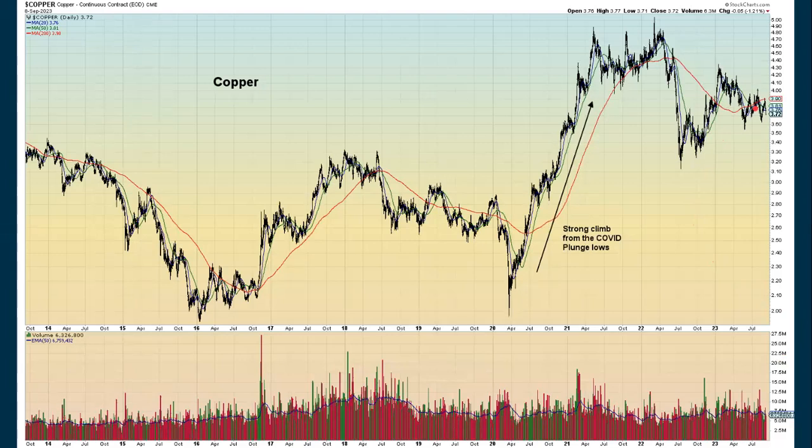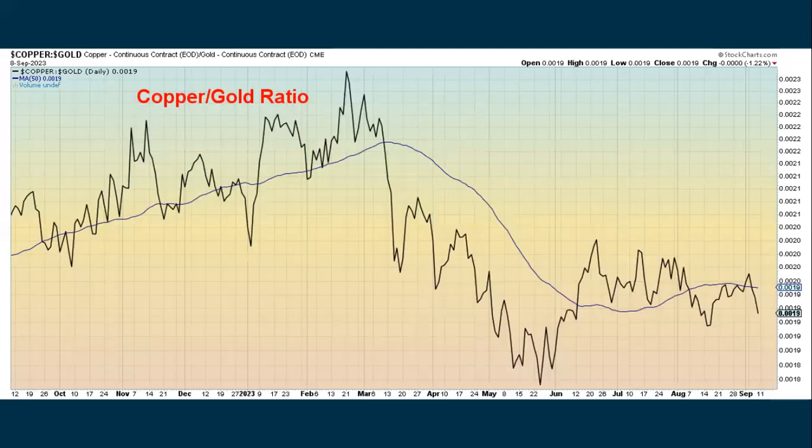And we're also seeing the weekly chart beginning to show some weakness. We look at copper to gold. Copper measures the economy to see how good or bad it is. Gold has a tendency to do the opposite. In difficult economic times, gold tends to do well. In good economic times, gold may lag. So this ratio right now is showing that copper is dropping below this moving average and underperforming gold.